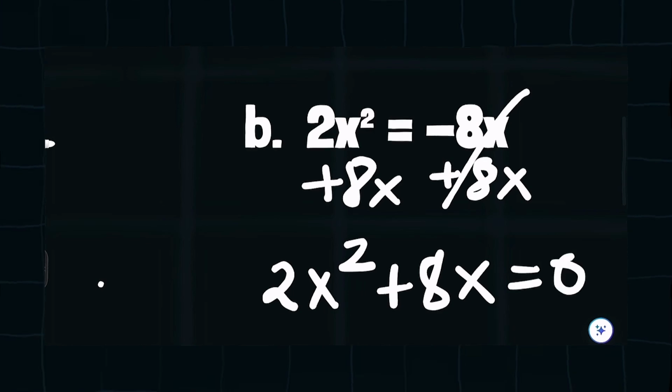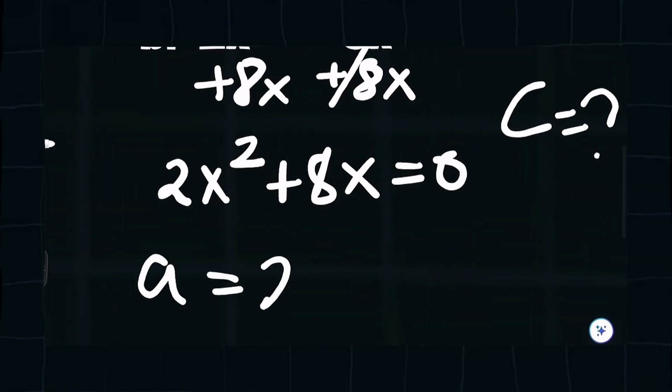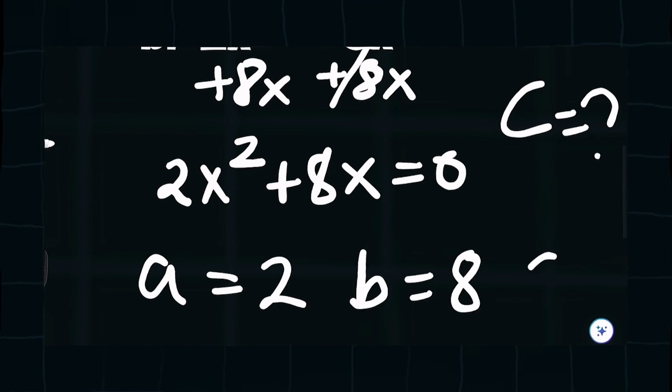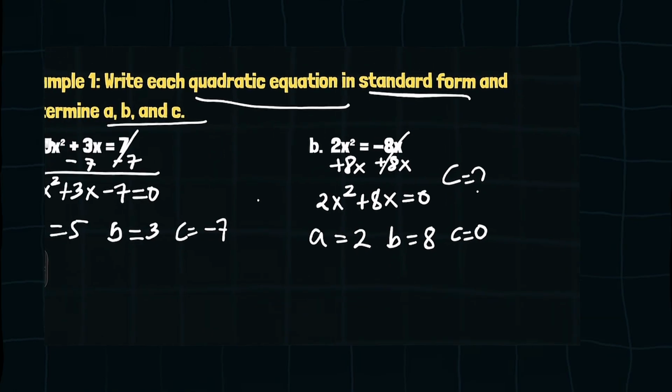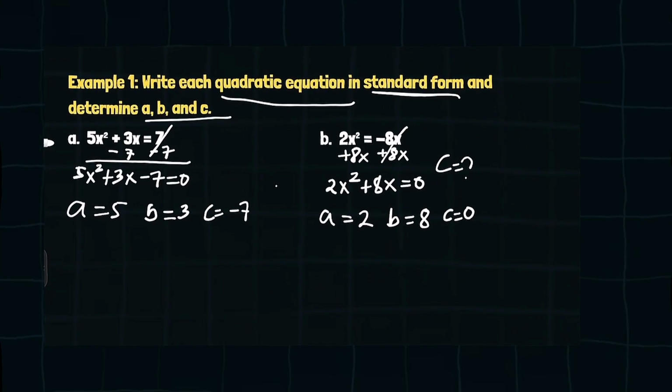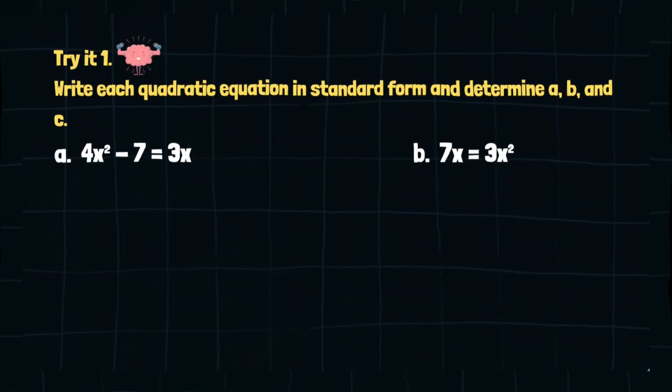Good to go, but there is something missing, right? We don't have the constant term, but still we can identify a, which is 2, b equals 8, and c. Since it is missing, then it became 0. Did you get it? Now it would be great if we could try your skills in the following given here. Try the following and write each quadratic equation in standard form and determine a, b, and c. You can pause this video and try writing the following examples given in the first part of our lesson and try answering these questions. Once done, do not forget to verify your answer with your teacher.